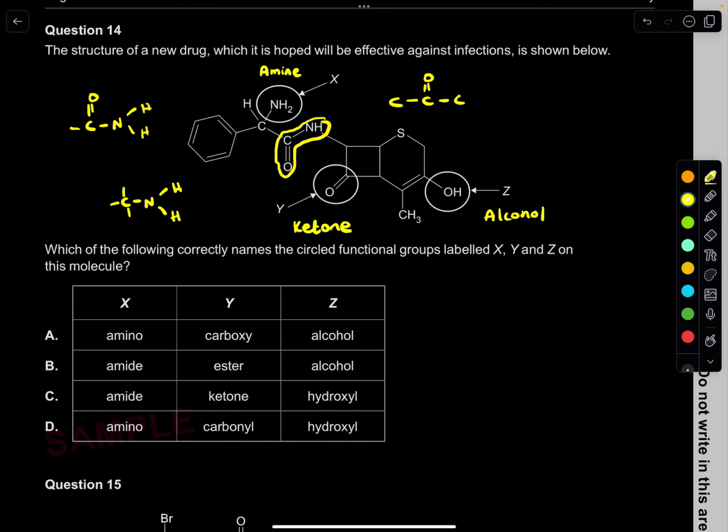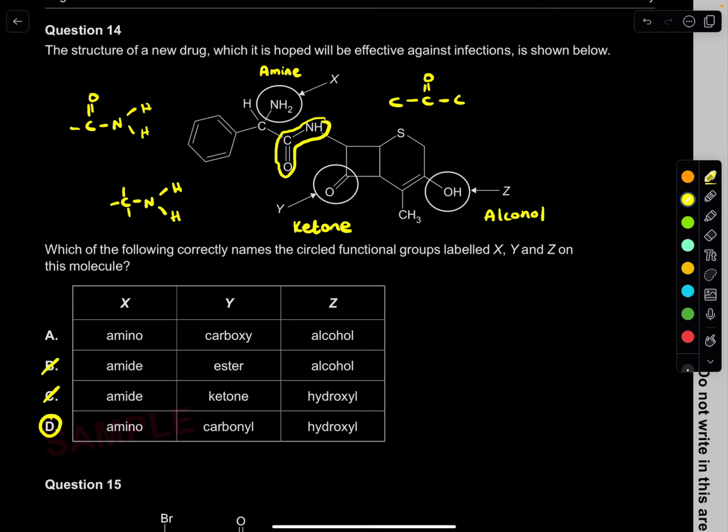Let's have a look. X is what? Of course, it's amino, not amide. Take those off. Y is a ketone. Is it a carboxyl or a carbonyl? Now, of course, ketone is not carboxyl. Carboxyl is like carboxylic acid where it has a C double O OH. Not like that. It's a carbonyl. It only has a C double O. So it's this one over here, and then hydroxyl. Beautiful. D.